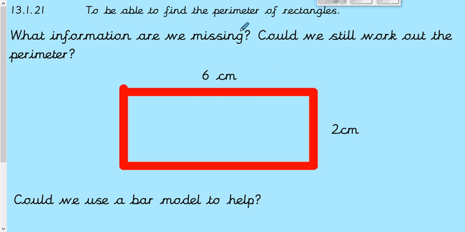So what information are we missing? Could we still work out the perimeter? Could we use a bar model to help? So we have a rectangle, one side is 6, so the length is 6 and the width is 2 centimetres. If you want to pause the video to have a think about how we could use a bar model to help us work out the perimeter by working out these two as well, have a think and pause the video and then come back to me and we're going to go through it together.